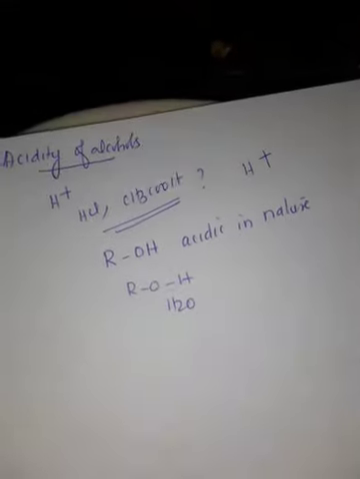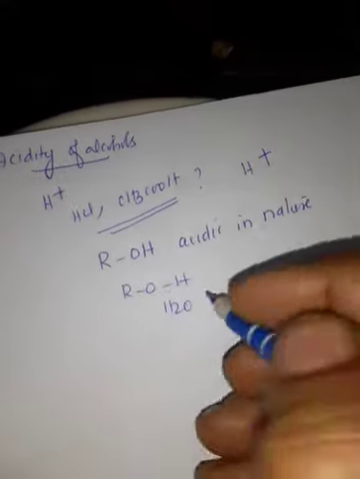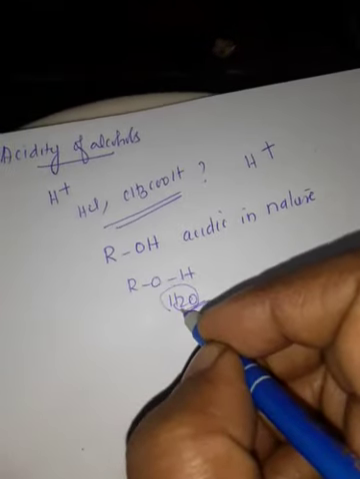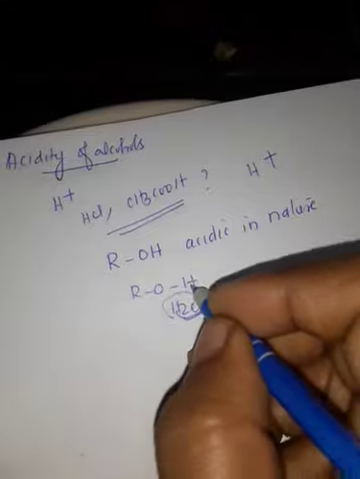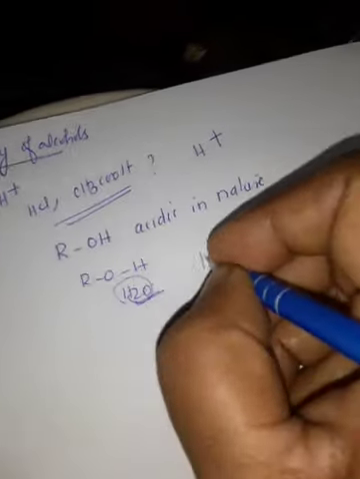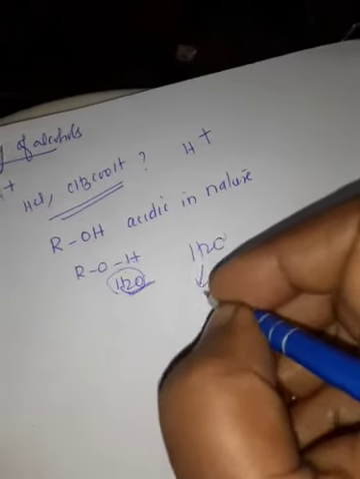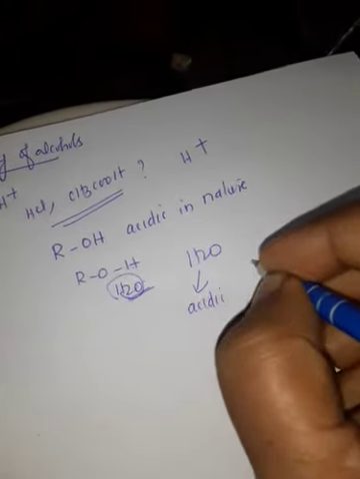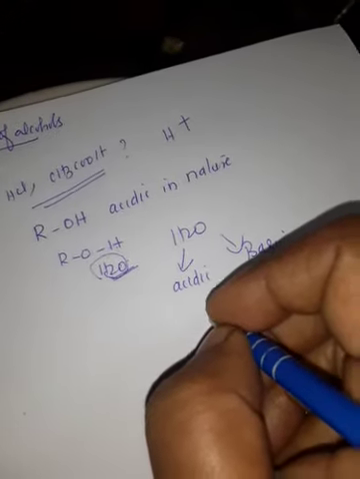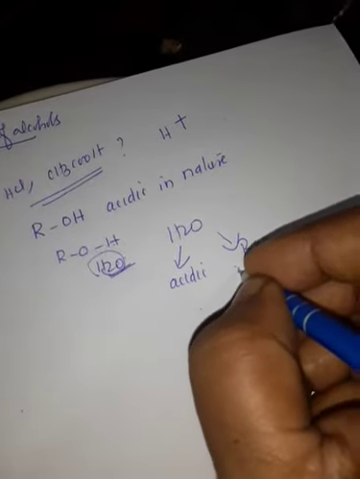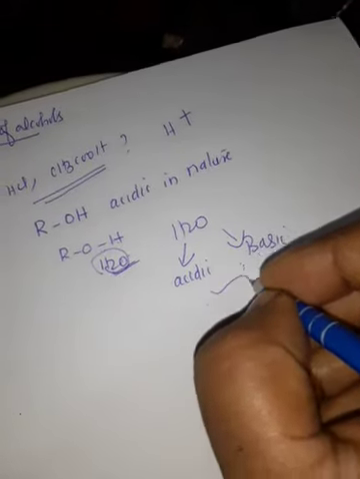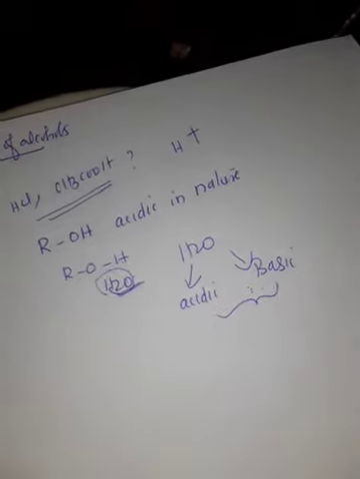Water we are able to drink, so it is only weakly acidic. Compared to that, alcohols are even more weakly acidic than water. H2O can act as acidic as well as basic. Acidic means they can donate protons. Basic means they can accept protons. So water acts as amphoteric in nature, acidic and basic, according to the Lowry-Bronsted concept only.